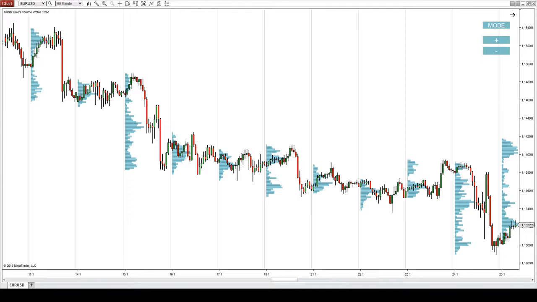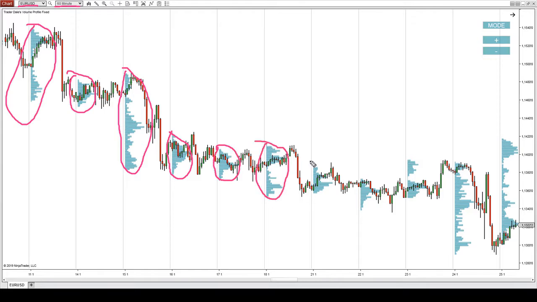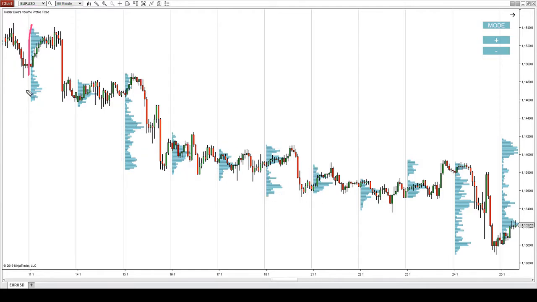So before you, this is the euro-dollar chart. It is a 60-minute chart. And those profiles you see there, those are daily profiles, which means that every day a profile gets printed. So if you look at the first one, then this is a thin profile. And as I said in the previous video, thin profiles happen in a trend.